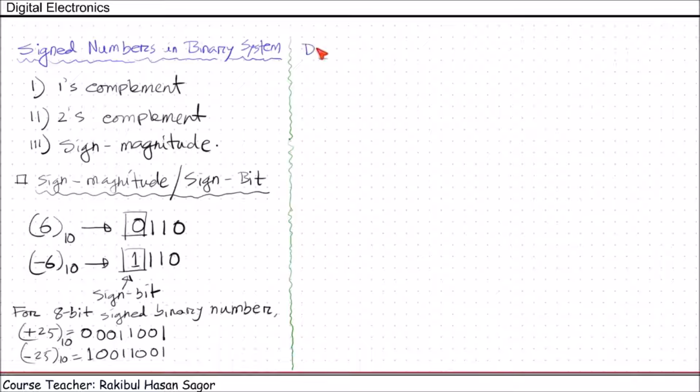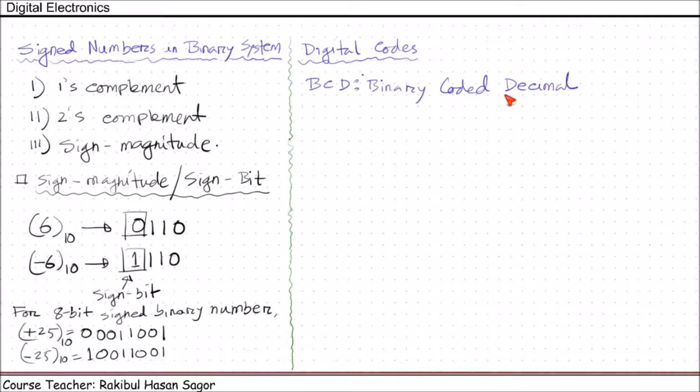Next, we'll start a new topic, that is digital codes. Using digital codes, a number can be represented uniquely by any binary combinations. That binary combination is called a code. Many specialized codes are used in digital system. First of all, we'll learn about BCD codes. BCD stands for binary coded decimal. That means decimal numbers will be represented using binary codes. So let's discuss this topic.